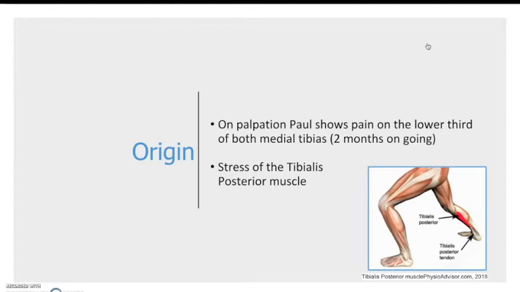Due to Paul's pronated feet, his pain appears to be associated with increased stress of mainly the tibialis posterior muscle. This muscle is used to hold up the medial longitudinal arch, and due to the consistent stress applied, it causes the arch to become weak and collapse, contributing to MTSS.